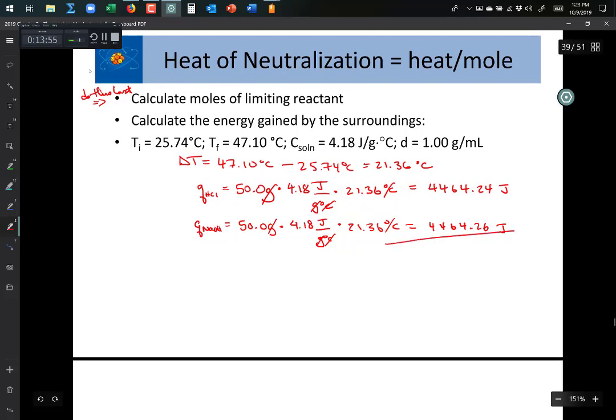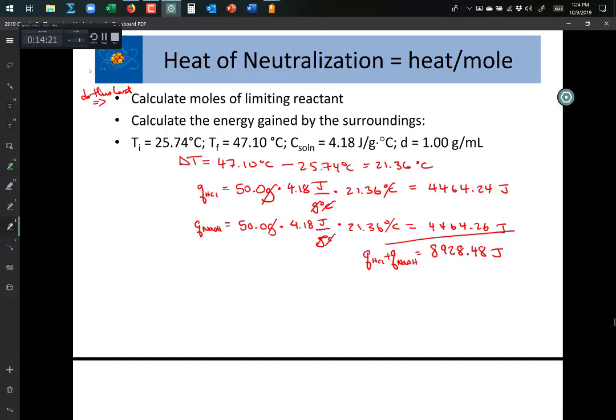And this is the total heat, 8928.48 joules. And this is equal to the Q for the HCl plus the Q for the NaOH. So that's the combined heat energy gained by the two solutions.